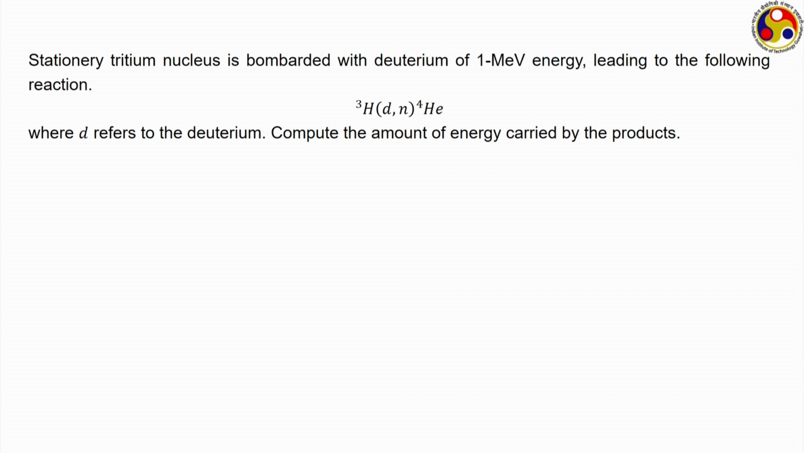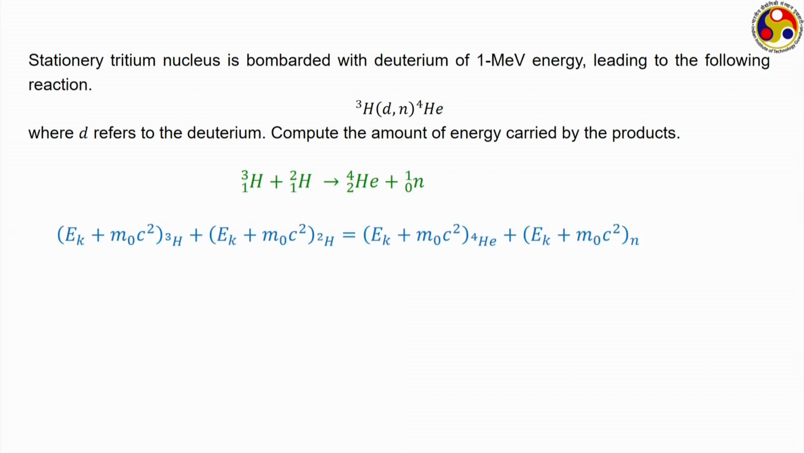So, we have to solve the same problem, but here we have kinetic energy of deuterium also involved. So, same reactions we have, and we are writing the mass energy equivalence now, the equation that we have seen earlier. This is the kinetic energy plus the energy corresponding to rest mass, that is rest energy for tritium, and this is the kinetic energy plus rest energy, that is total energy for deuterium.